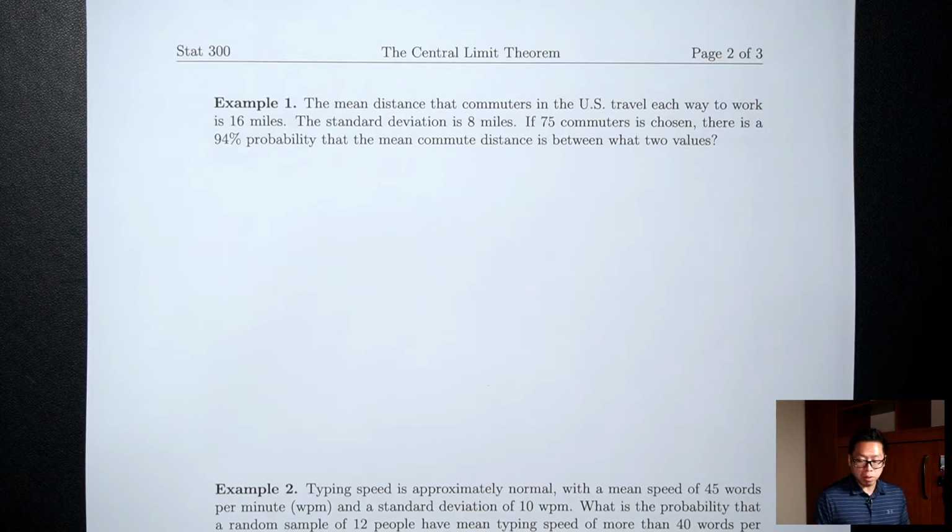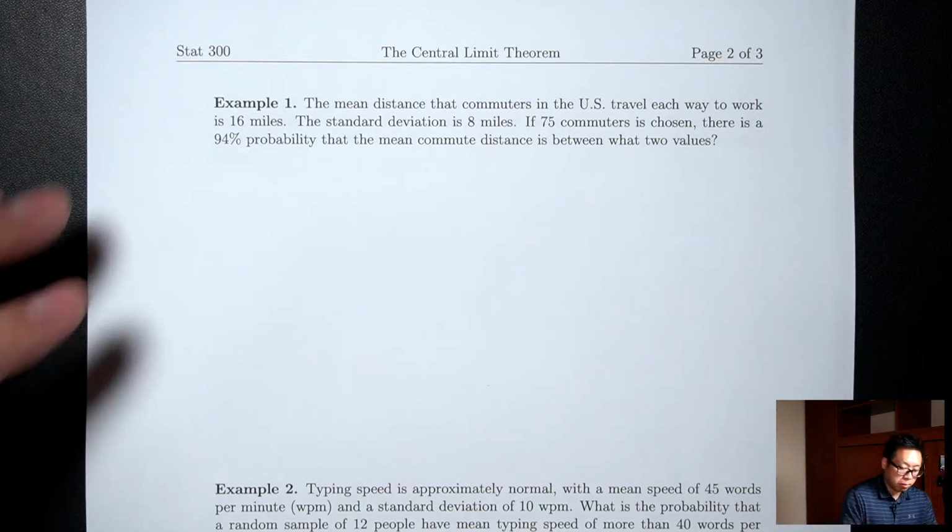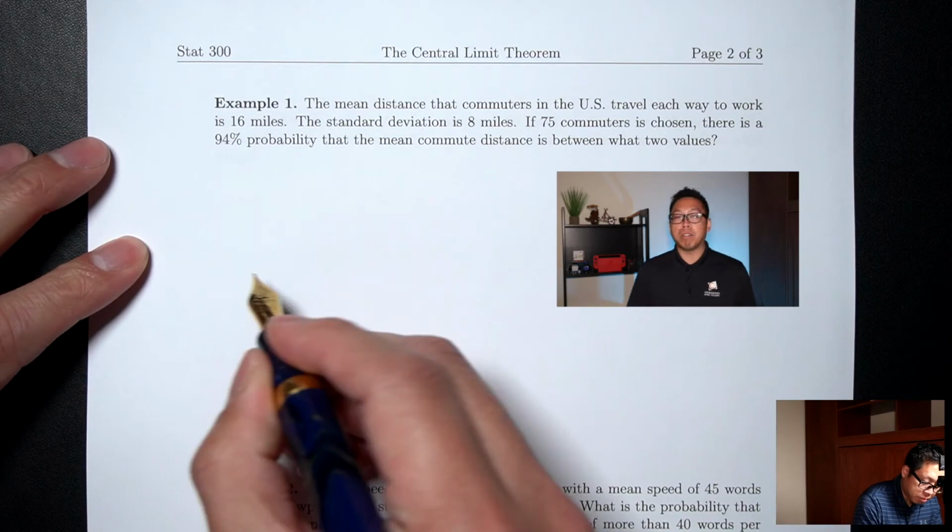Just like in the last lecture, the first thing I'm going to do is I'm going to draw a normal distribution picture and put the mean in the middle. Why are we allowed to use the normal distribution here? Notice that we're picking 75 commuters. In other words, our sample size here is 75. 75 is more than 30. Central limit theorem says as long as your sample size is more than 30, yes, you can use the normal distribution.